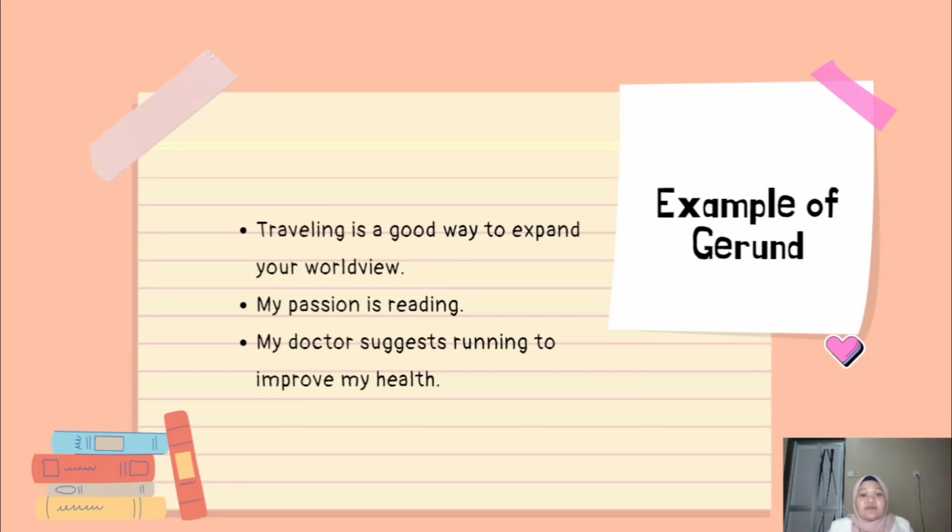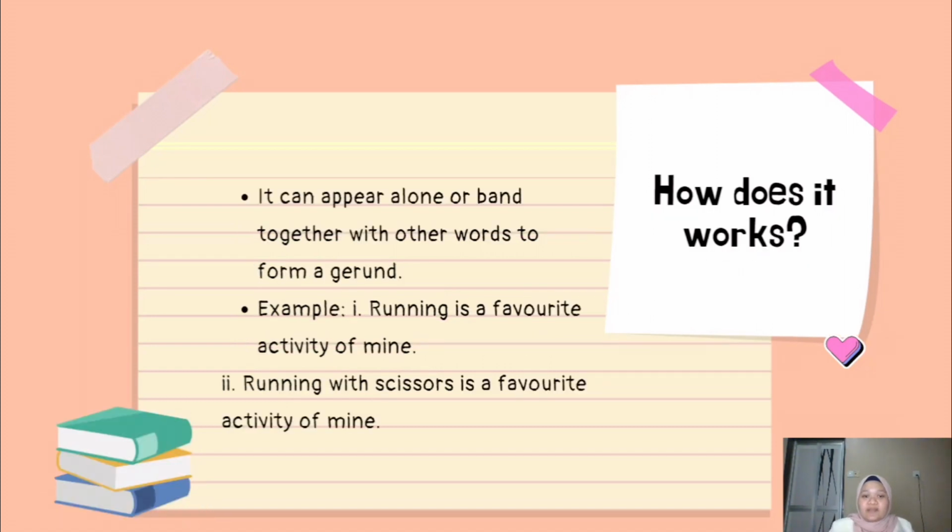Now let us take a look at how this gerund works. It can be alone or banded together with other words to form a gerund phrase. Example, running is a favorite activity of mine. So here we can see that it appears alone.